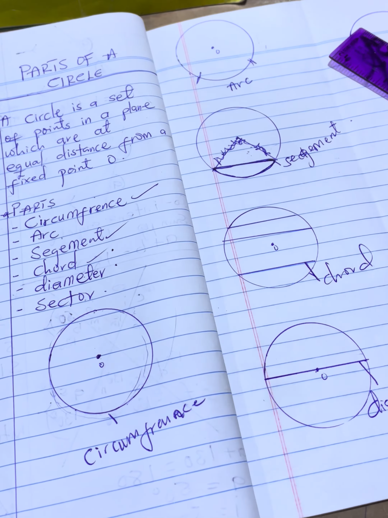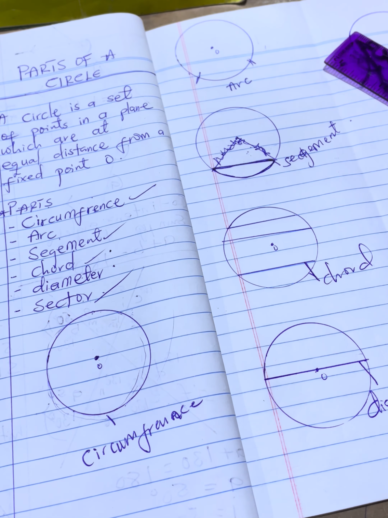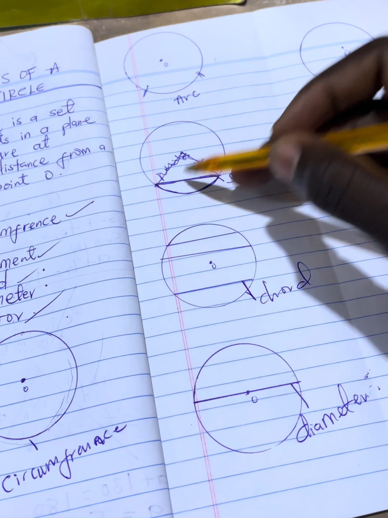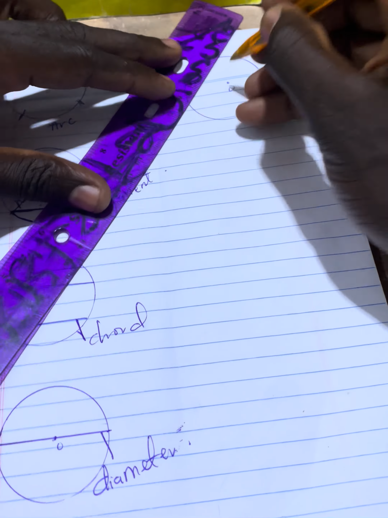And the last one I'll talk about is a sector. A sector is a part of a circle which is bounded by an arc and two radii. So when we talk of a sector, this is how a sector looks like.